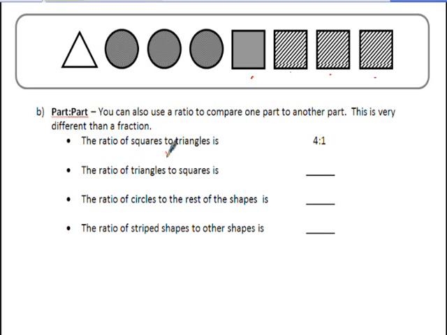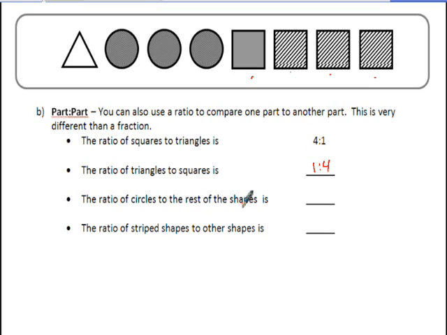The ratio of triangles to squares then, remember that the terms need to match the words, so we need to flip these around. 1 triangle to 4 squares. You'll notice that ratios are not written with labels, but we can go back to the words in the question to tell us which group is which number.